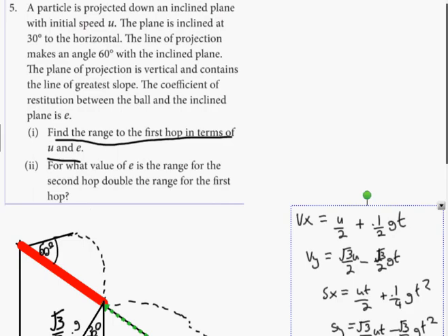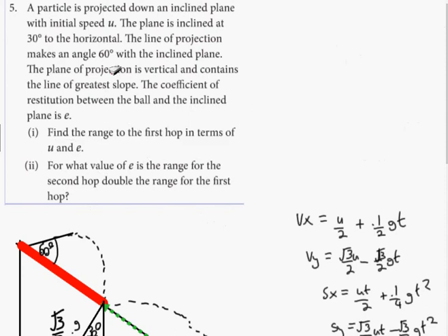So what we have is a particle projected down an inclined plane with initial speed u. The plane is inclined at 30 degrees to the horizontal. The line of projection makes an angle of 60 degrees with the vertical line with the inclined plane. The plane of projection is vertical and contains the line of greatest slope.